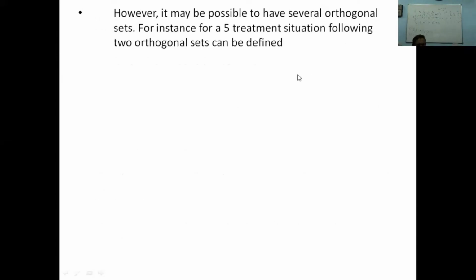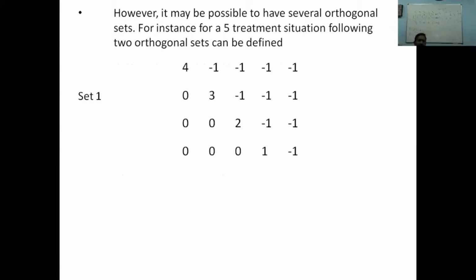However, it may be possible to have several orthogonal sets. We can have several orthogonal sets, right? For instance, for a 5 treatment situation, this is set 1. Carefully look at it. So this is set 1. Why do we call this set 1? Multiply these two. What is the value?